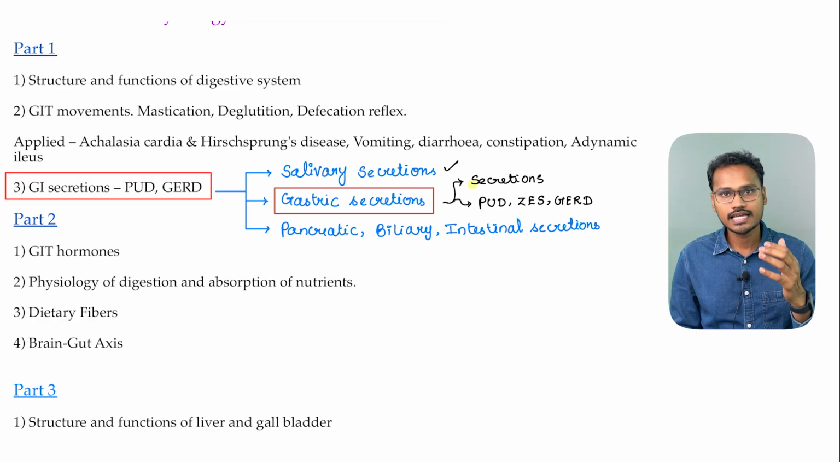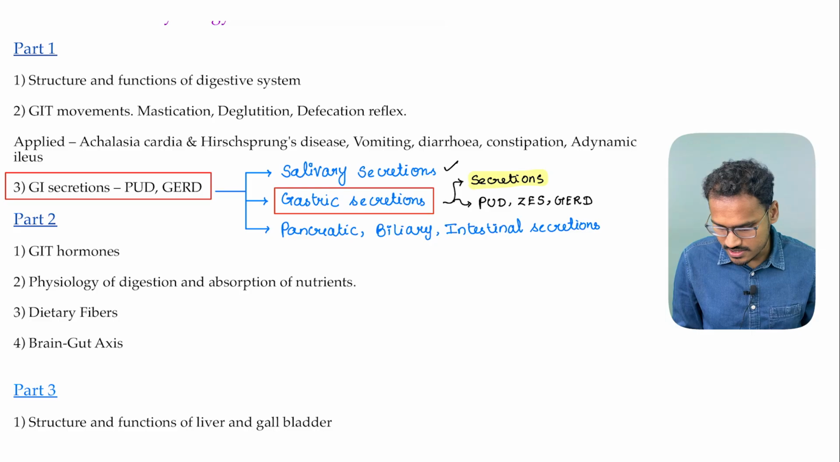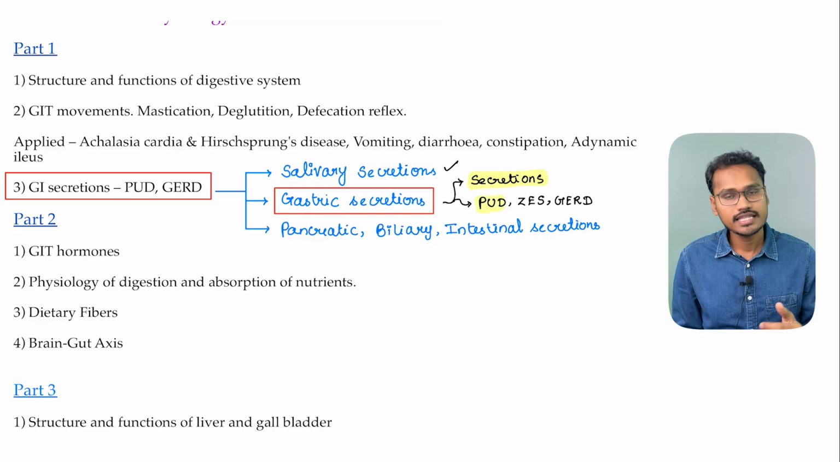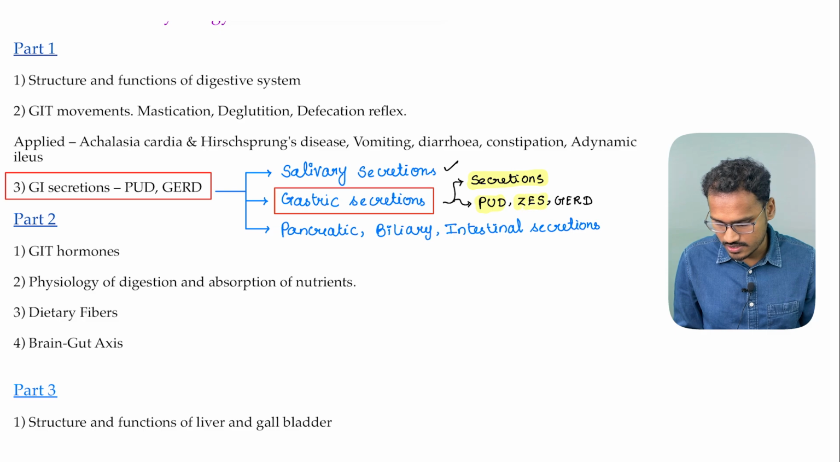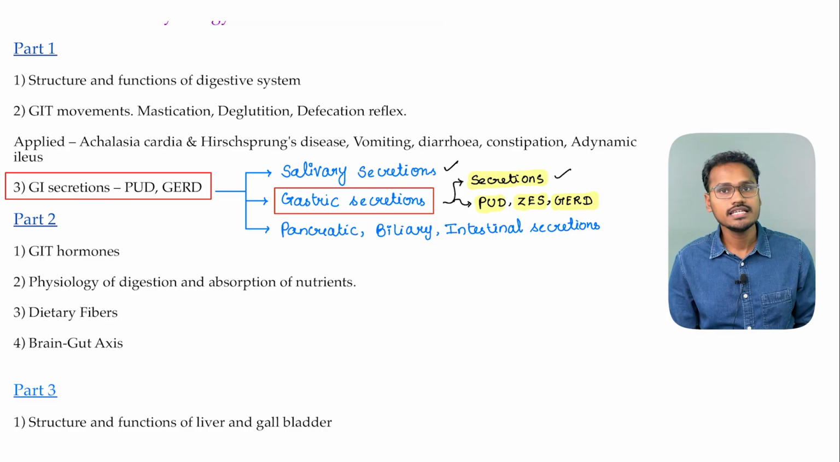The first will be the gastric secretion, how the HCl is secreted and all those aspects will be discussed. In the next video I will be discussing peptic ulcer disease and some other syndromes relevant to gastric acid secretion, that is Zollinger-Ellison syndrome and gastroesophageal reflux disease. So first, today's video will be the discussion of the gastric secretions. So let's get into the video.